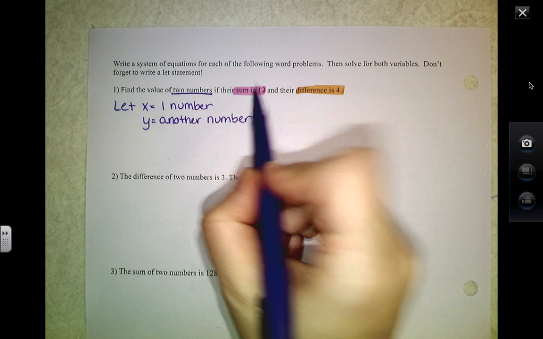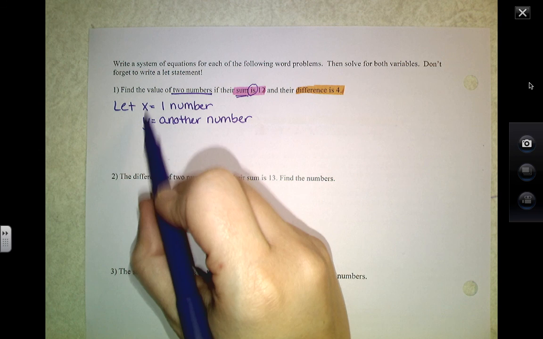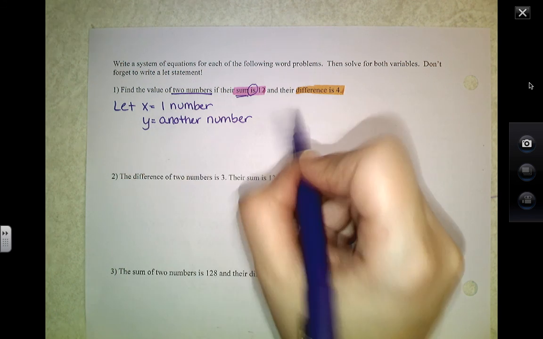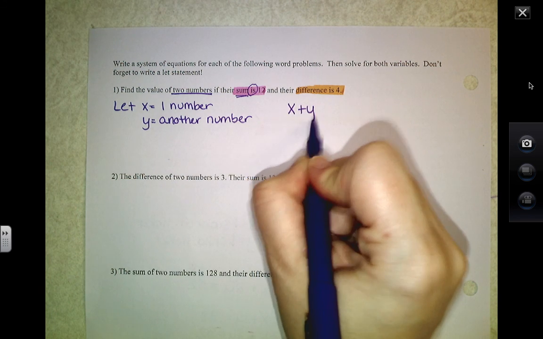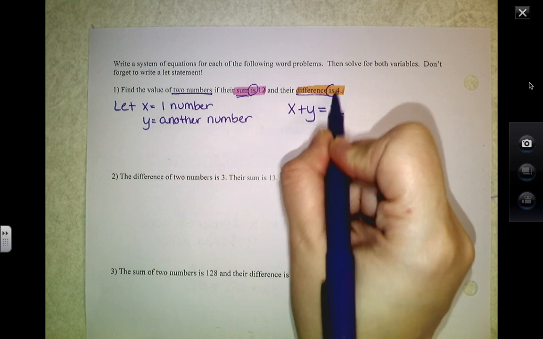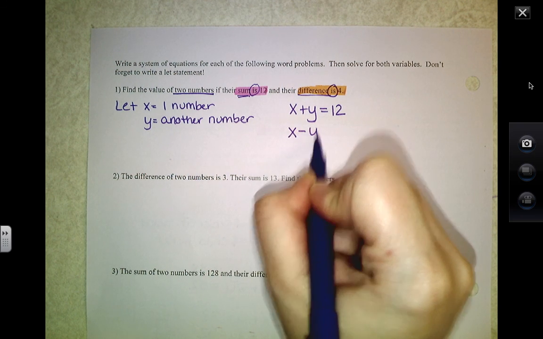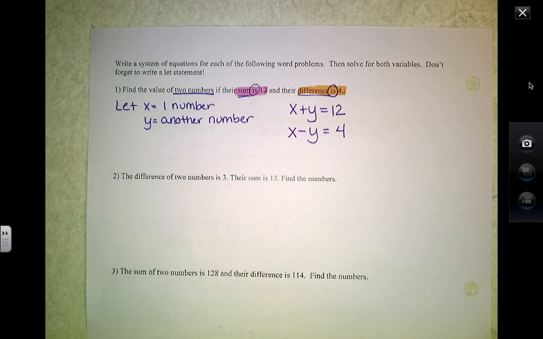So the first equation is that the sum of the numbers is 12. So the numbers are x and y, and sum means to add, so x plus y equals 12. The difference is 4. Difference means to subtract, so x minus y equals 4.